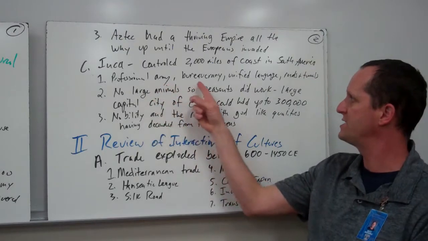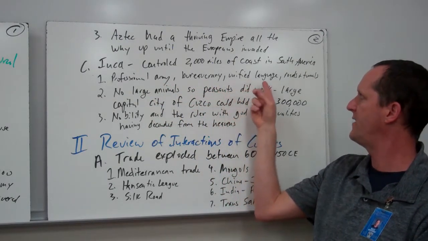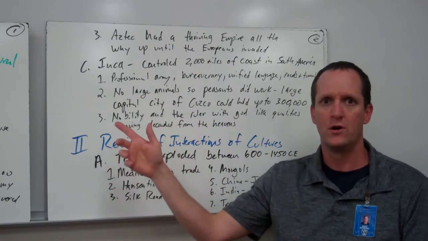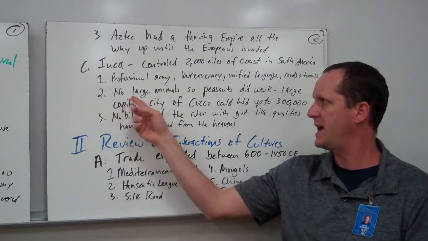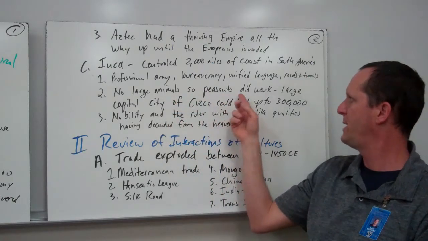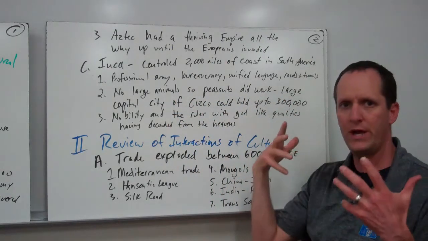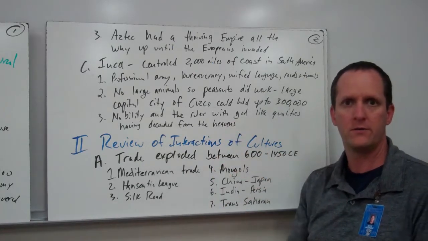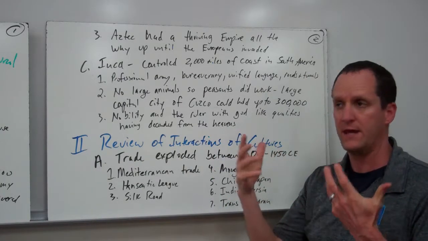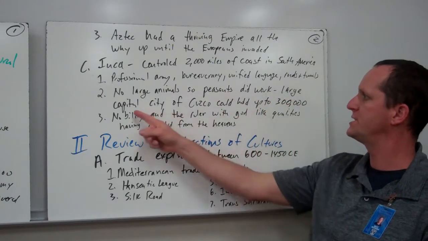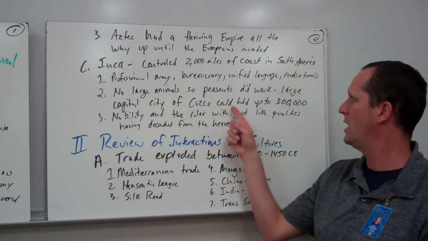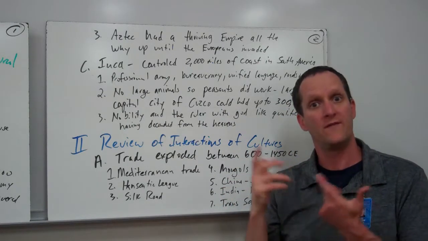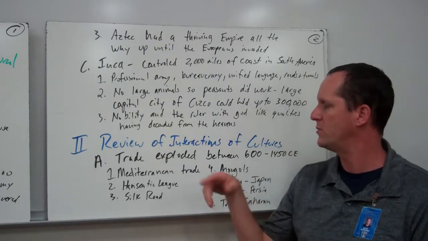They also had a professional army, bureaucracy, unified language, roads and tunnels. Unfortunately for the Inca as well as for the Aztecs, they had no large animals. So peasants did the work, so any kind of building, they didn't have horses or oxen to pull carts or to pull anything. The large capital city of Cusco could hold up to 300,000, and that's in the interior of Peru, and I've actually been there, one of my favorite places in all the world, Cusco.